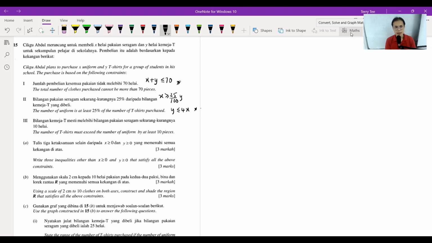Third, bilangan helai kemeja T mesti melebihi bilangan pakaian seragam sekurang-kurangnya 10 helai. Kemeja T is your Y, melebihi pakaian seragam X sekurang-kurangnya means greater equals 10. Or you may make Y as a subject, Y greater equals X plus 10. Remember, Y is your kemeja T, X is your pakaian seragam. For example, your pakaian seragam is 10 helai, 10 plus 10, your kemeja T is 20, at least 10.